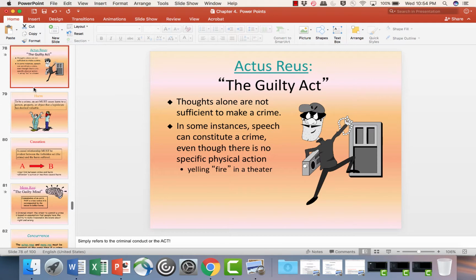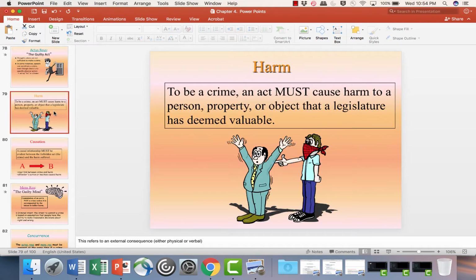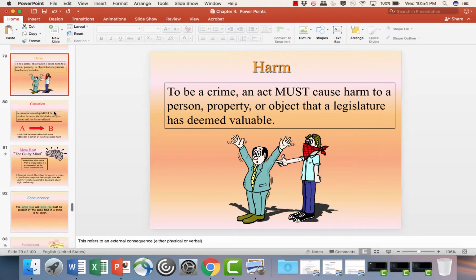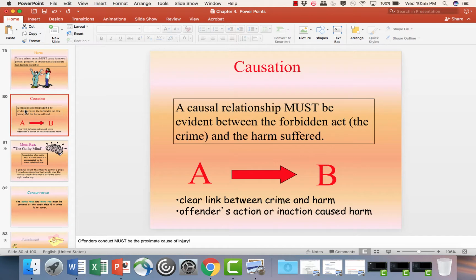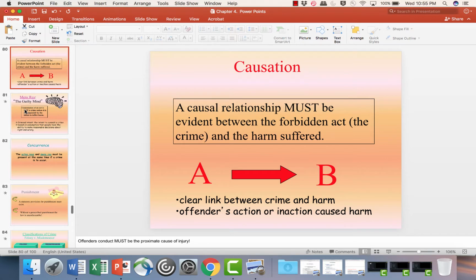Another element of the crime is actus reus. This is the guilty thought, the guilty act. So in some instances, speech can constitute a crime even though there's no specific physical action. So yelling fire in a theater is highly illegal and would be the guilty act, the actus reus. The harm: to be a crime, an act must cause harm to a person, property, or object that a legislature has deemed valuable, and that's pretty widely defined.